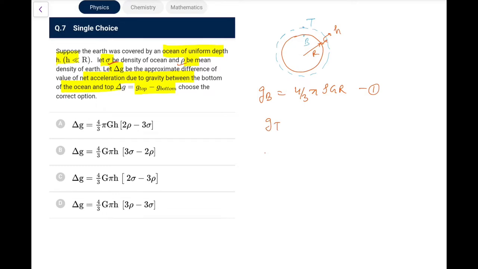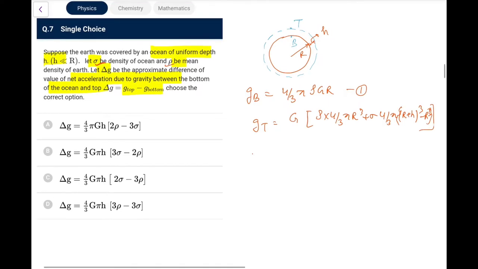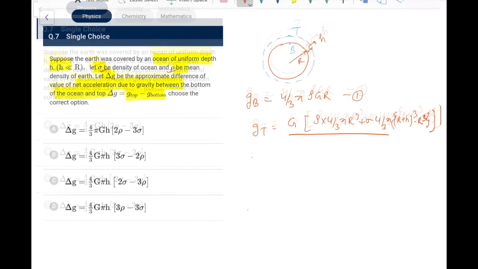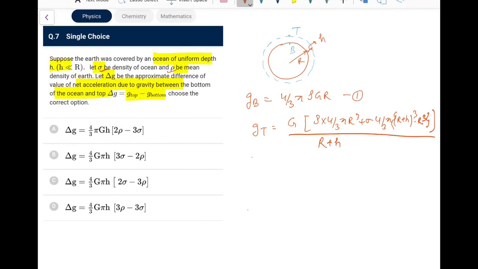Now for g at top, what I will write, G times total mass enclosed, which is rho into 4 by 3 pi R cube plus sigma into 4 by 3 pi (R plus h) whole cube minus R cube. Let me write it completely clearly because you might get confused. And this whole is divided by the distance, that is going to be now (R plus h) whole square.